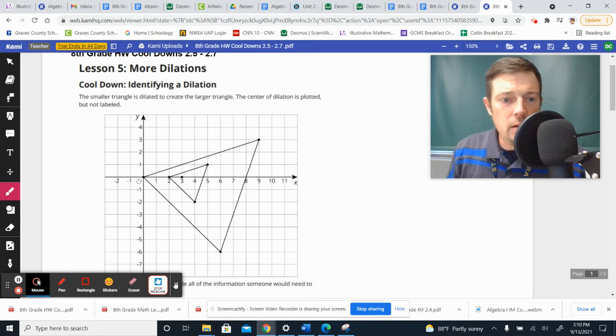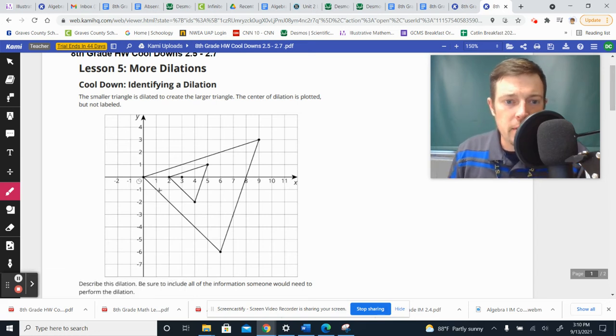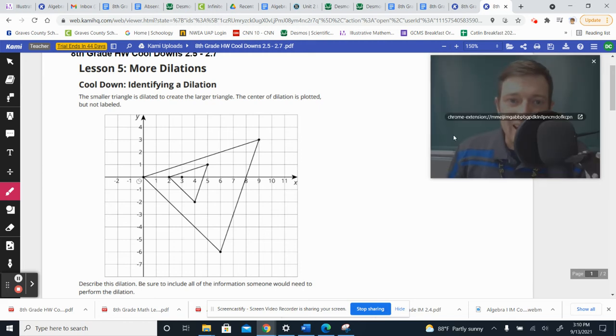Your task here is you have to describe the dilation and be sure to include all the information that someone's going to need to be able to perform this. The dilation is taking the smaller triangle and dilating it to the larger one that's there. So your task is to give the 3 bits of information that's needed for dilation.